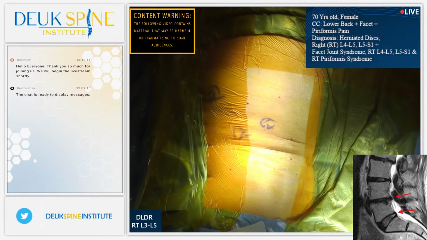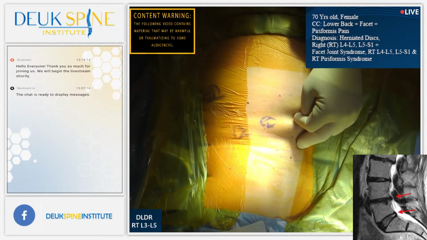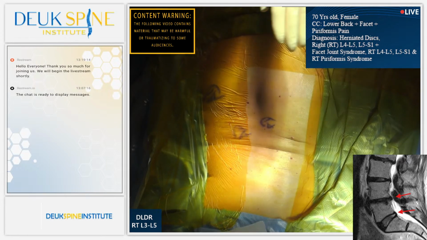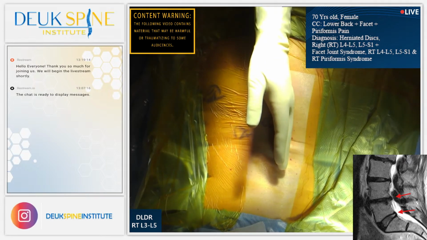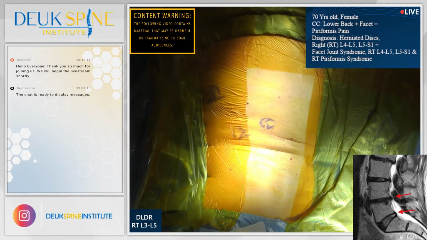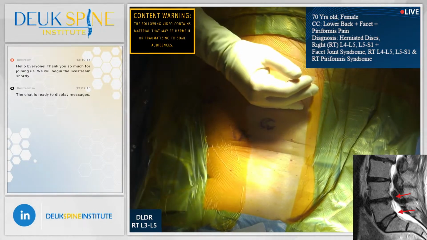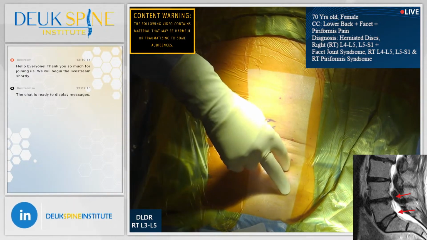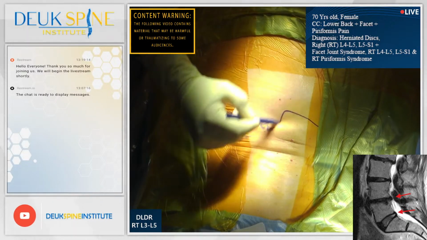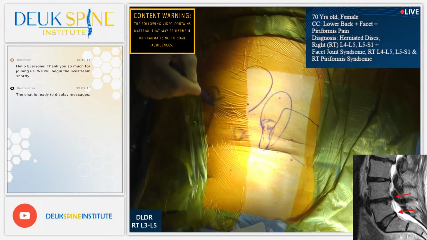Turns out her back pain is coming from 2 discs that are damaged in her lower back and the facet joints on the right side at L4-5, L5-S1, and her piriformis muscle on the right. Now, when you look at her MRI, she's got 4 bad discs, but 2 of them are up here and they're not causing pain. Her pain is coming from this area here, this area here, and this area here.